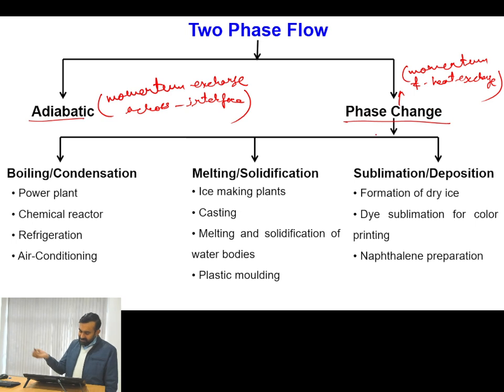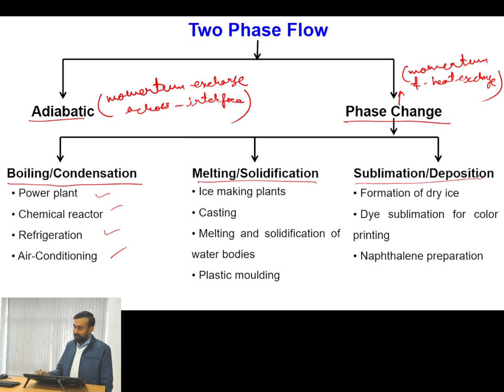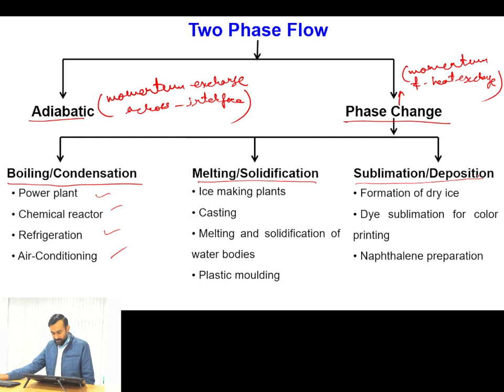So in phase change, again the conditions can be different, boiling and condensation. Most of the applications are listed over here. Then melting, solidification, again the applications are listed, and then sublimation and deposition. So in case of sublimation and deposition, there will be direct conversion from the gaseous phase to the solid phase. Okay. So this slide you can refer. This is just for the information, what are the occurrences and what are the categorizations.